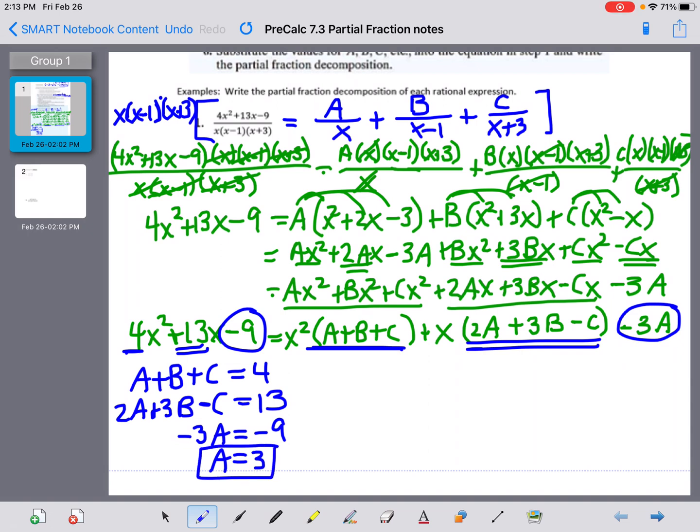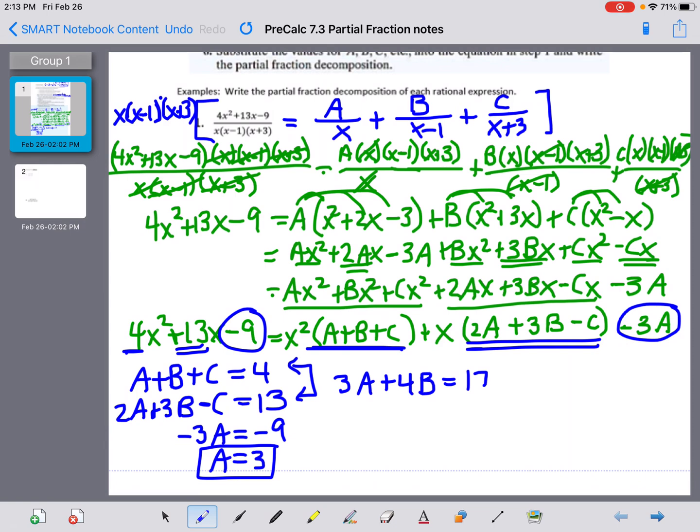I still have a system. Whatever method works, I'm going to solve it. Notice my equations 1 and 2, if I add those together right now, I'm going to get 3a plus 4b, my c's cancel, equals 17.